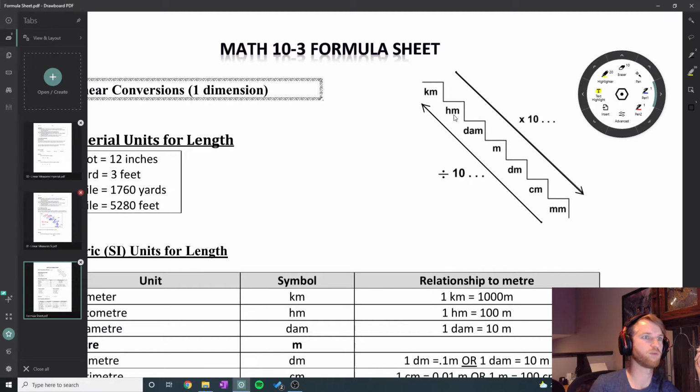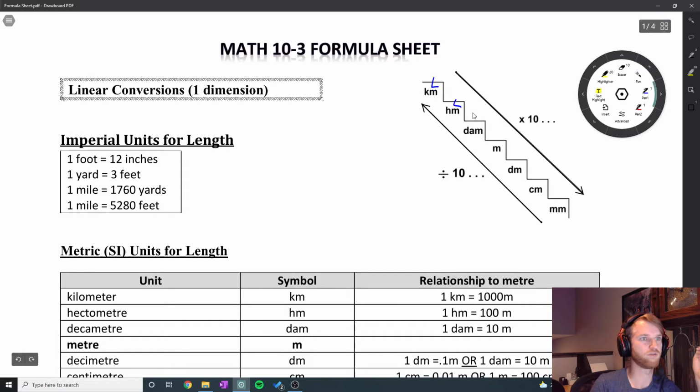Okay, this says kilometers, hectometers, decameters, meters, decimeters, centimeters, millimeters, but we could just as easily put liters in for each of these, and it would be the exact same. Okay, and it even has the times 10, divided by 10. There's a reminder for you.